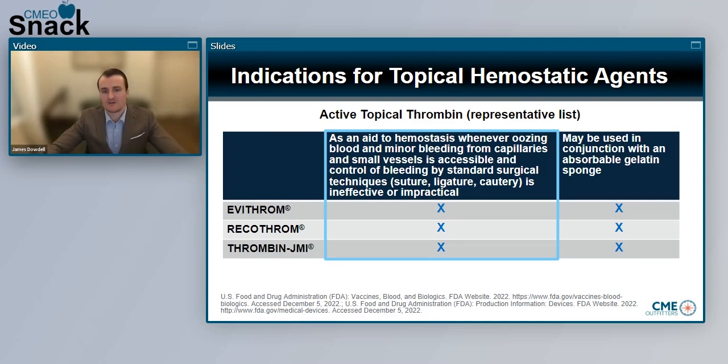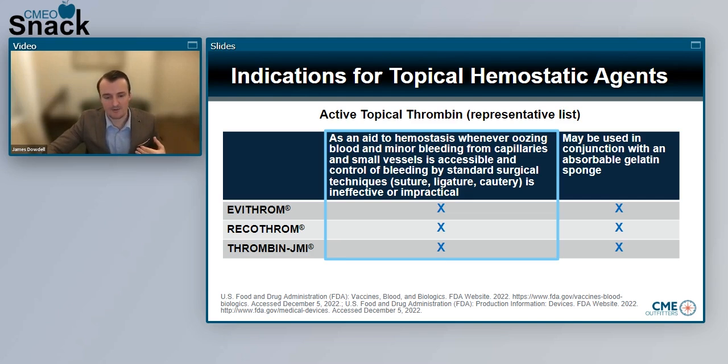Here we have the active topical thrombins. And once again, this is used as an aid to hemostasis when there is oozing or bleeding from capillaries and small vessels, and you can't control it by other methods, the suture, ligature, and cautery. Okay, so this comes into play when the vessel is in a hard to reach place.